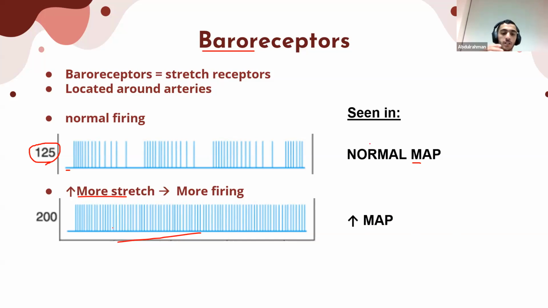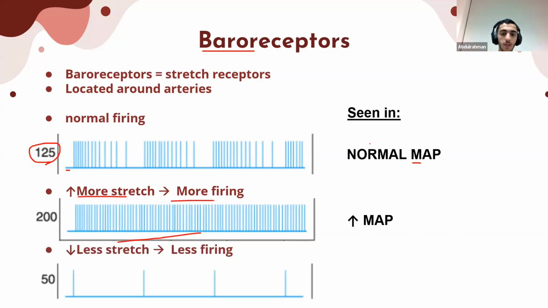If there is more firing, it means the vessel is stretching more, and it will stretch more in response to increased blood flow and increased pressure inside of the vessel. So it will try to stretch to accommodate this pressure, and this will lead to increased firing. And if there was decreased stretch or decreased firing, this will be seen in the opposite situation, which is a decreased blood pressure. At this point, clear?